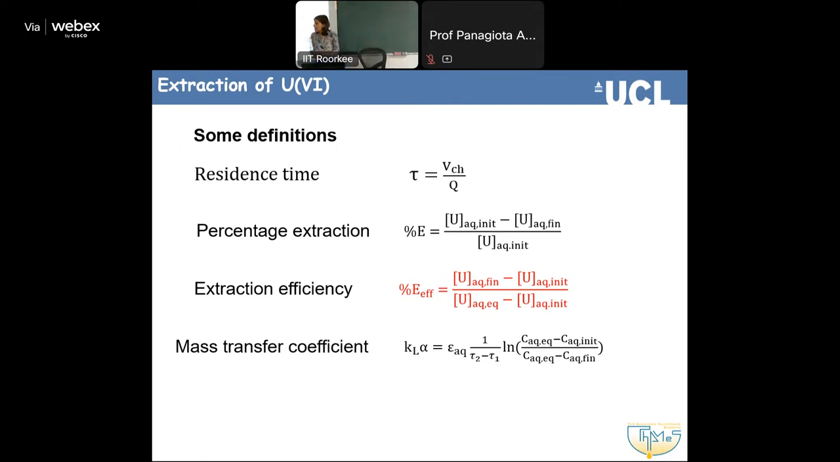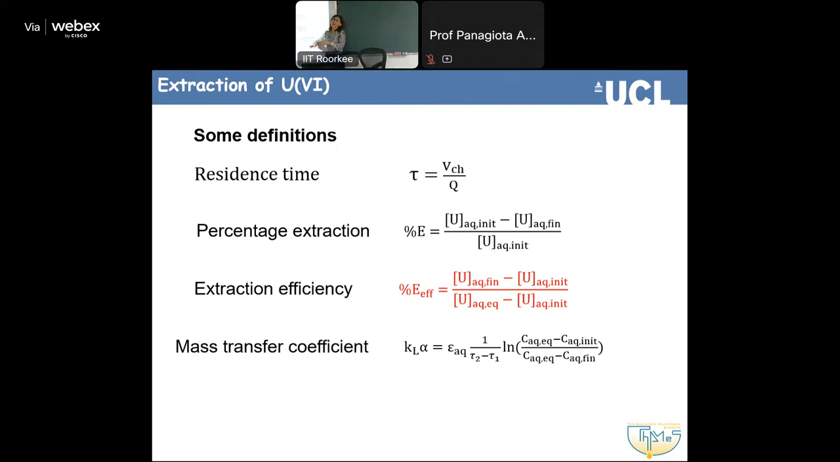Extraction efficiency, and that's why it's in red, I should have done that in red, is slightly different. This is the amount extracted, the initial minus the final, how much we lost, but over the maximum that could have been extracted, given by the initial minus the equilibrium concentration. Basically it gives us a measure of how far from equilibrium we end up inside the channel. And this is also a useful measure because, as we will show, we can get very quickly close to equilibrium. So these are two different measures.